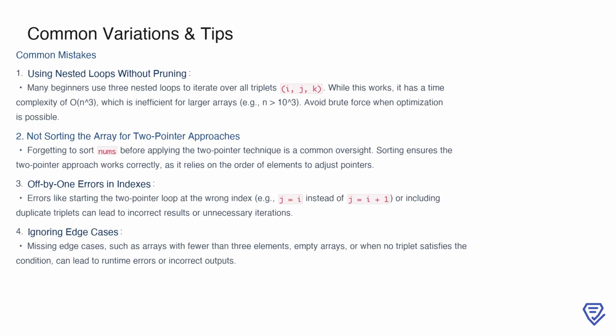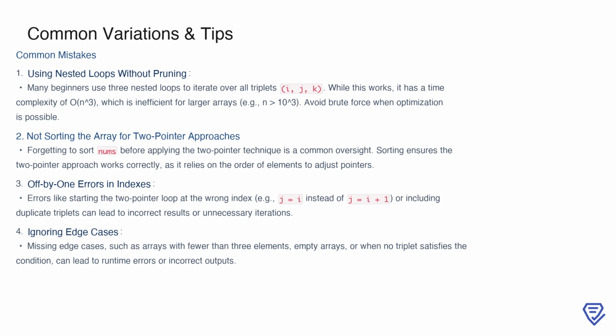One of the most common mistakes in solving the 3-sum smaller problem is using 3 nested loops to iterate over all possible triplets. While this brute force method is straightforward, it becomes highly inefficient for larger arrays due to its O(n³) time complexity. A better approach is to use optimized techniques like sorting and the two-pointer method. Speaking of sorting, another frequent error is neglecting to sort the array before applying the two-pointer approach. Sorting is crucial because the two-pointer method depends on the array being in order to function correctly.